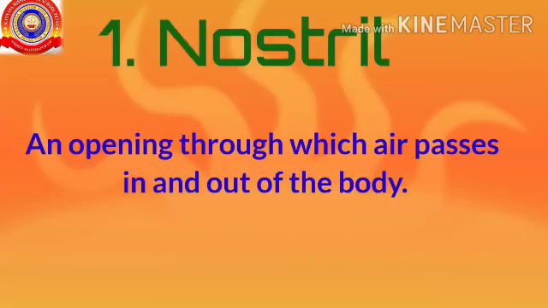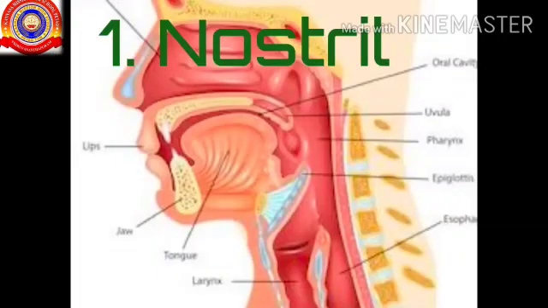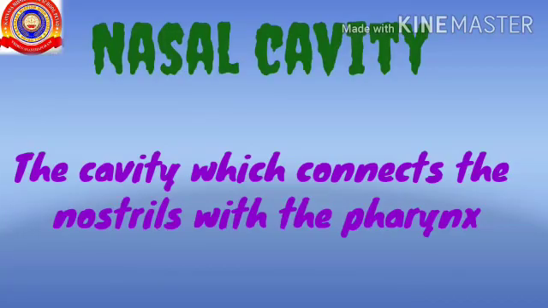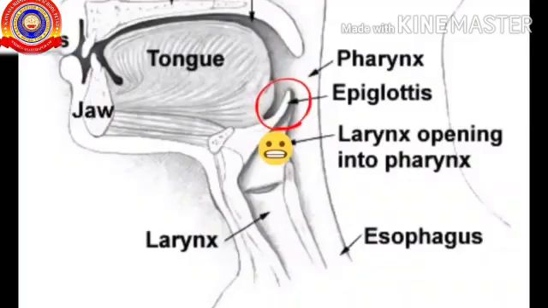First one is the nostril or nose. It's an opening through which air passes in and out of the body. Second one, nasal cavity. The cavity which connects the nostrils with the pharynx.